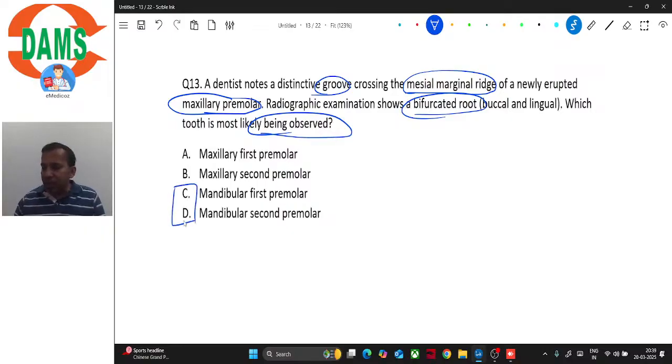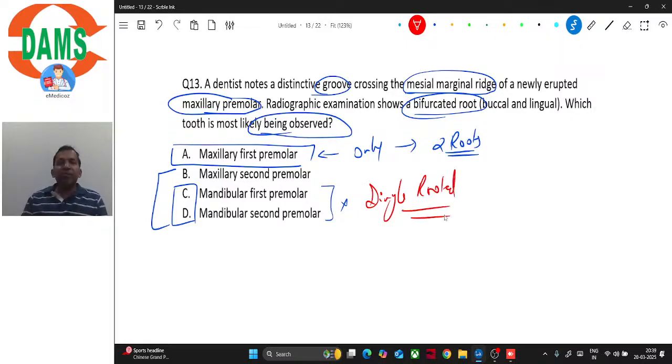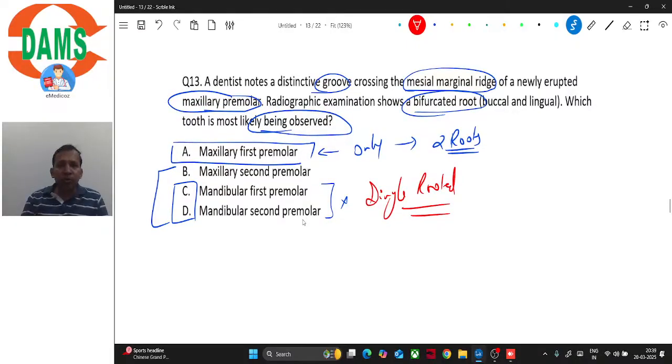Obviously we can rule out the mandibular teeth because we are talking about the maxilla. So it is the maxillary first premolar. It is the only premolar to have two roots, isn't it? All these other three premolars are single rooted teeth. So only the maxillary first premolar is double rooted or has bifurcated roots. So let's go to the next question.